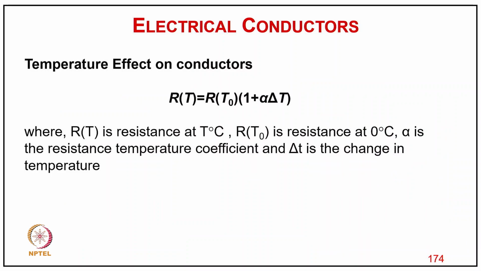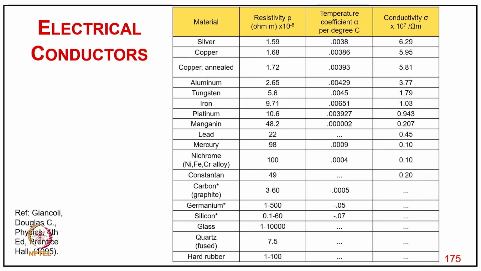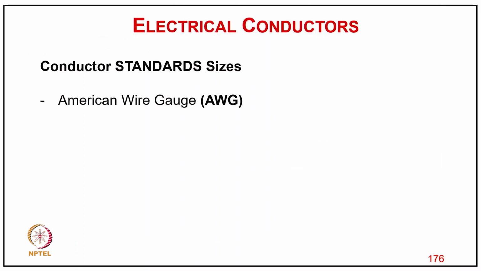And it's quite famous that the resistance is also affected by temperature. Because you have a positive temperature coefficient, if temperature increases, the resistance of the conductor also increases by this relation. And resistance of copper increases 30% from 20 to 100 degrees Celsius, a typical example. And of course, you can see the different resistivity, temperature coefficient, and conductivity of these different conducting materials, in this table from a reference.